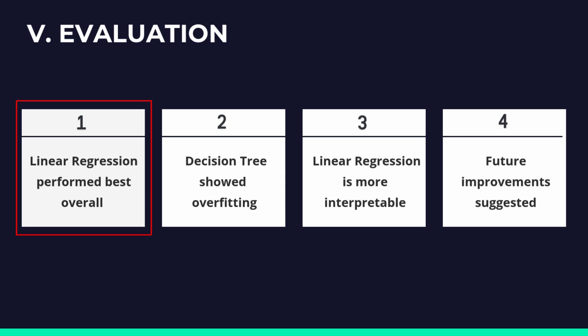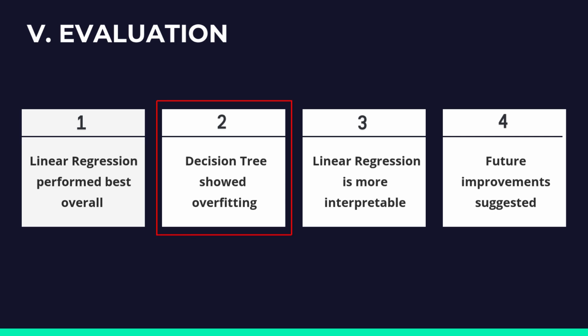First, our linear regression model performed best overall. It explained about 71% of the variation in skill gain, had a low mean squared error of 0.0613, and achieved over 80% training accuracy. This shows it fits the data well and makes reliable predictions.